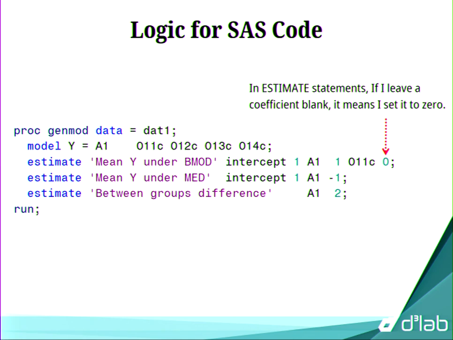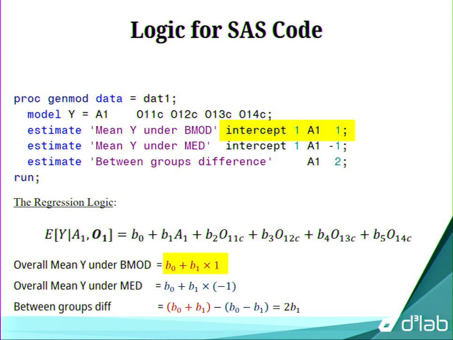It looks familiar because that's what you're doing. Intercept times 1 plus the coefficient for A1 times 1 would give you the linear combination for the overall mean of the outcome under BMOD, right? Do you see that? You're just specifying the linear combination of the regression parameters that would give you the expected mean under BMOD, the expected mean under MED, and the difference between them. Twice the coefficient for A1, right?